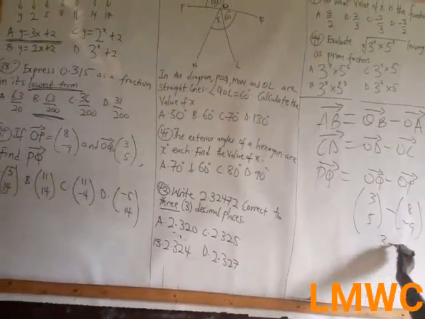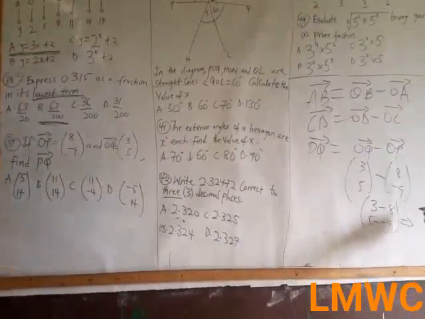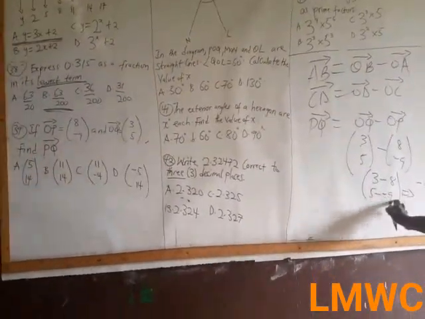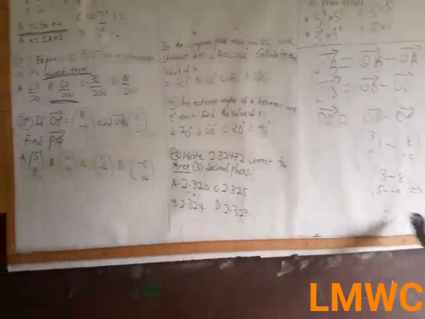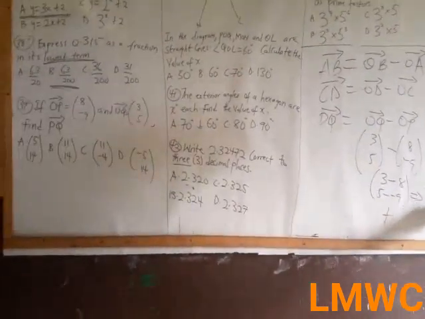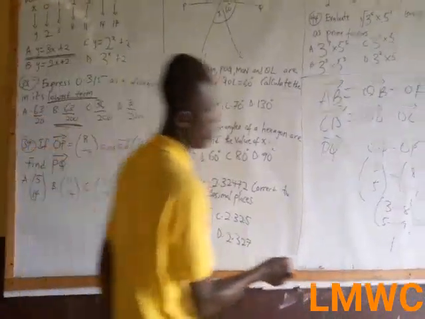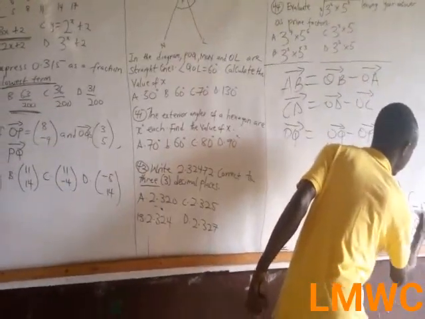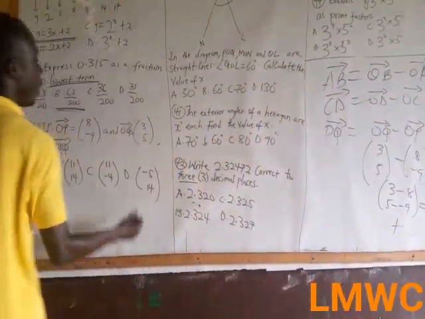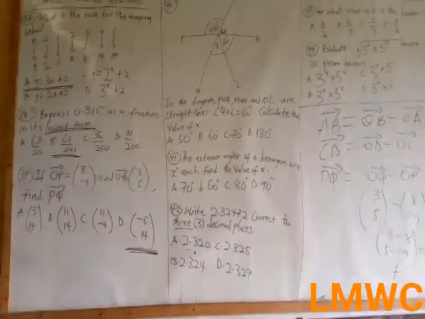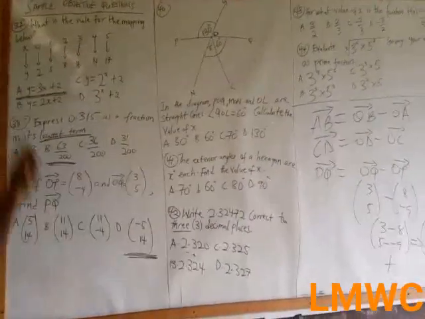So we have 3 minus 8 and 5 minus negative 9. 3 minus 8 is negative 5. When 2 subtraction signs meet in the middle, it becomes positive. So 5 plus 9 becomes 14. So the answer is negative 5, 14. You leave it in vector form because we are dealing with vectors. So always this is a column vector. Negative 5, 14.